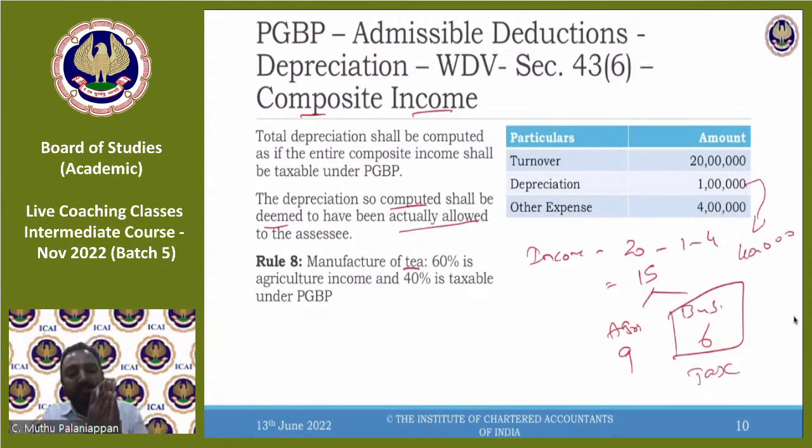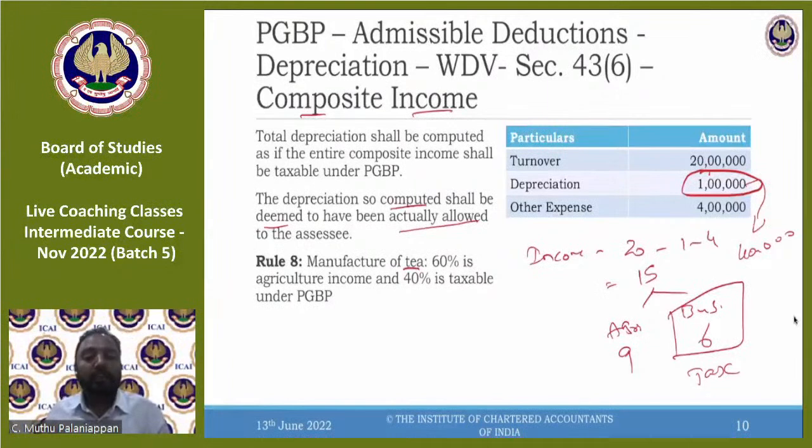40,000 is only a depreciation towards this taxable income. But for the purpose of WDV, you don't split between taxable and non-taxable. Your WDV will be after reducing the whole depreciation of 1 lakh. So you'll have to consider the whole depreciation, not the depreciation only on the amount in which it is taxable.